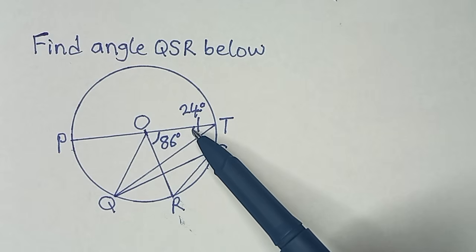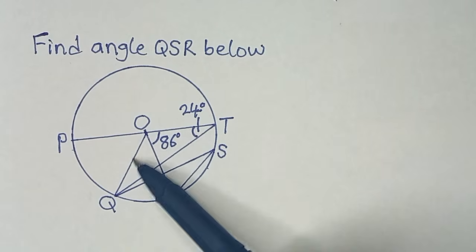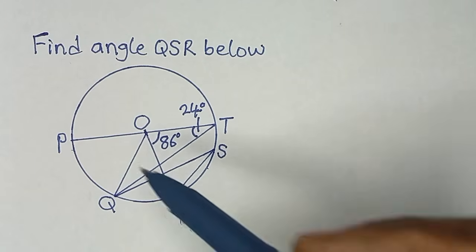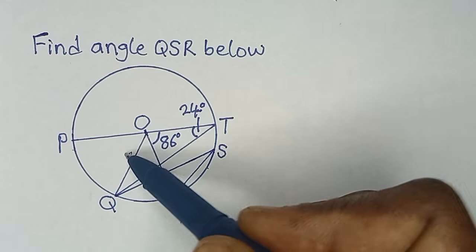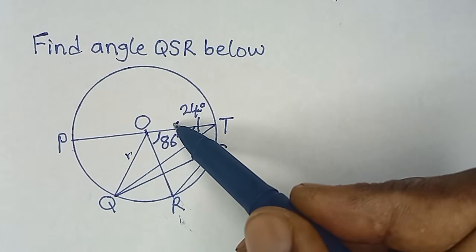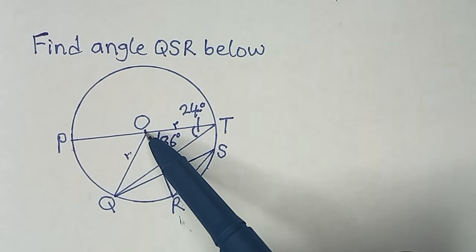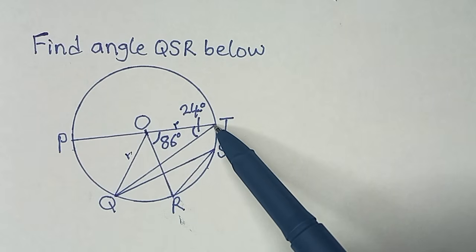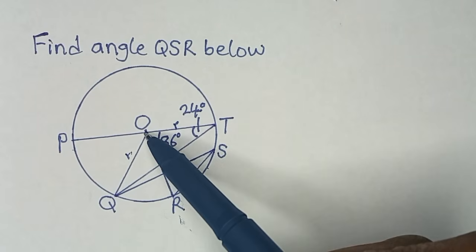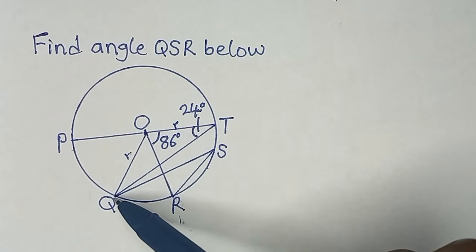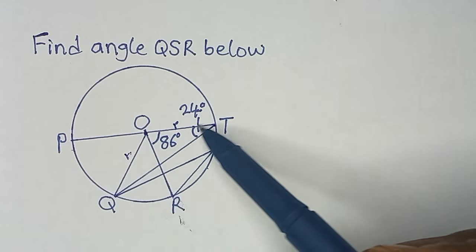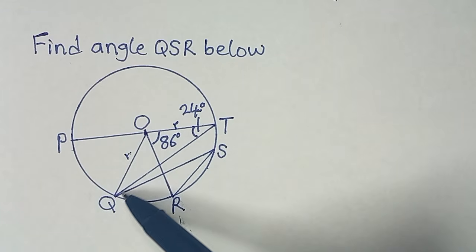Now, this is 24. If you check this line and this line, they are equal because this is the radius of the circle and this is also the radius of the circle. A line from the center to the circumference is the radius. So this triangle QOT is an isosceles triangle.